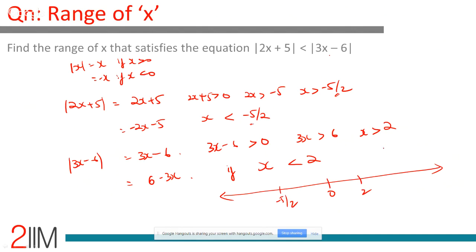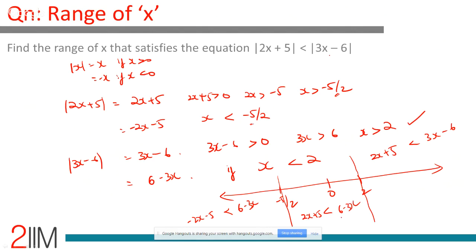When x is greater than 2, this range will be 3x minus 6 and this will be 2x plus 5. We are solving for 2x plus 5 less than 3x minus 6. When x is less than minus 5 by 2, we are solving for minus 2x minus 5 less than 6 minus 3x. In this range, x is greater than minus 5 by 2 but less than 2, we will solve 2x plus 5 less than 6 minus 3x.